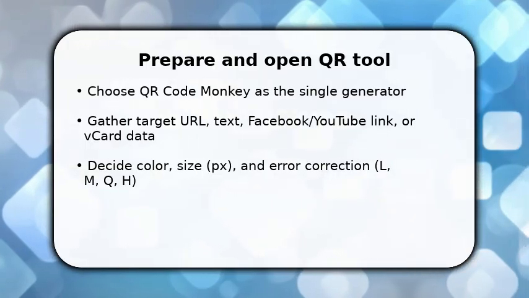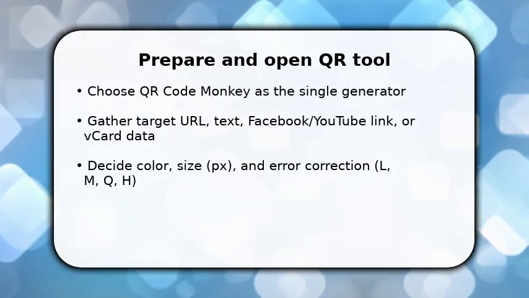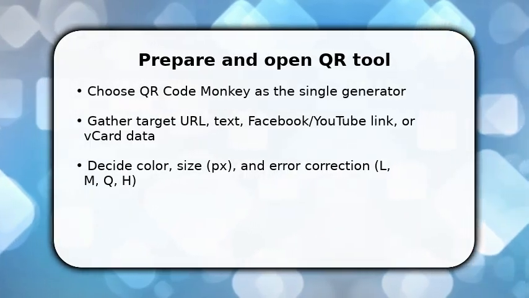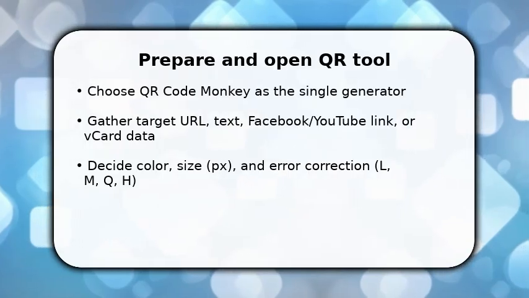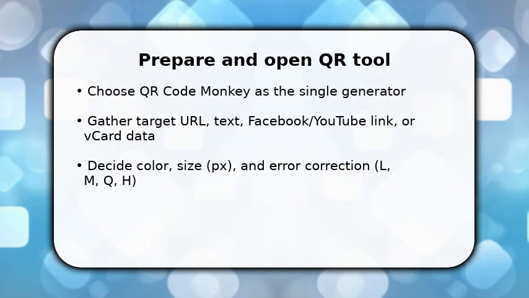Next, choose colors or set a gradient. These choices affect scan reliability, so keep contrast strong. Once done, make sure to pick PNG or SVG, depending on whether you need raster or vector for printing.